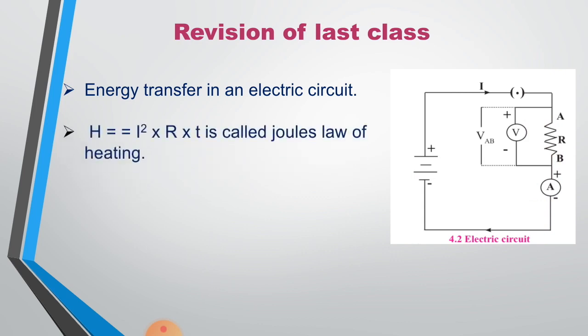Then we derived one formula, that is H is equal to I square into R into T, and it is called Joule's law of heating. We started this derivation from the formula P is equal to electrical power, which is equal to energy divided by time required, which is equal to V into I.